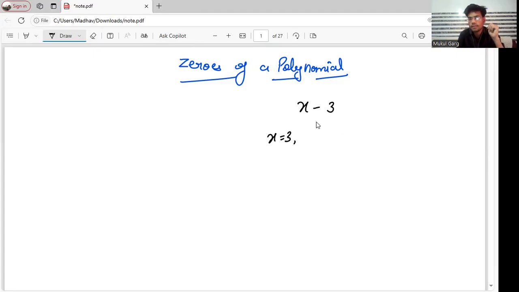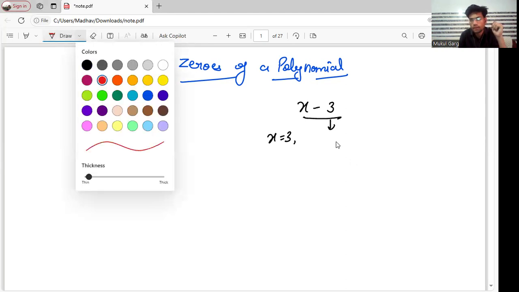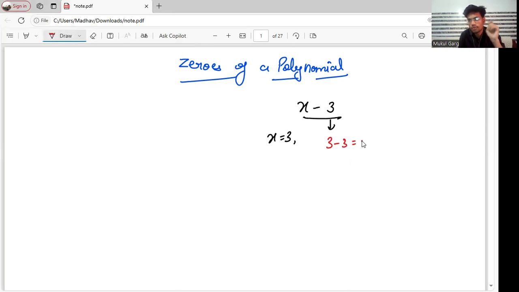Because if you put x as 3, what will this become? Let me put the value of x as 3. 3 minus 3, which equals 0. So therefore, the value of the polynomial becomes 0. At x equal to 3, the value of the polynomial becomes 0. So in this case, this 3 will be the 0 of this polynomial x minus 3. 3 is the 0 of the polynomial x minus 3.